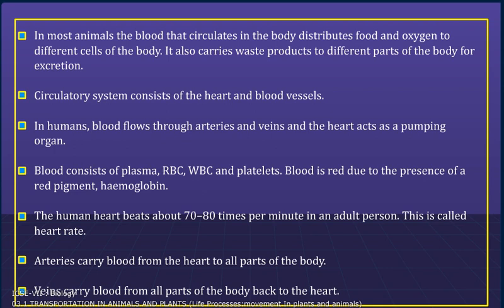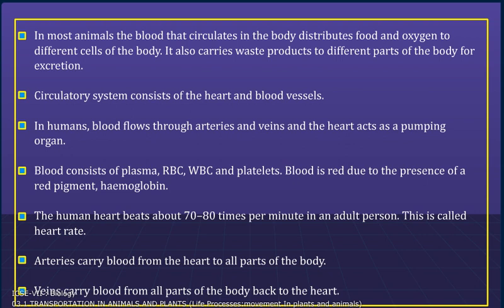Summary. In most animals, the blood that circulates in the body distributes food and oxygen to different cells of the body. It also carries waste products to different parts of the body for excretion. The circulatory system consists of the heart and blood vessels. In humans, blood flows through arteries and veins, and the heart acts as a pumping organ. Blood consists of plasma, RBC, WBC, and platelets.